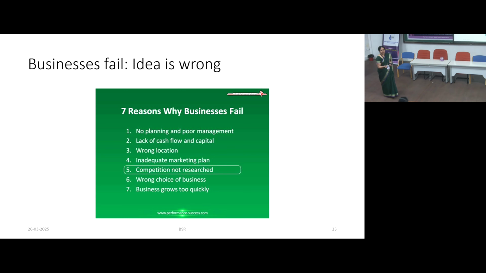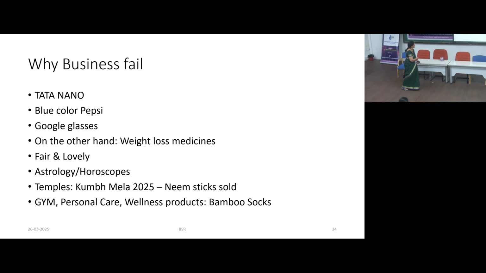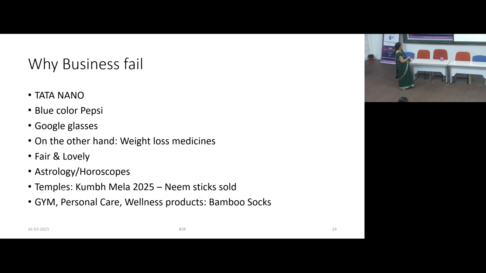Changes that happen in technological issues and other things, like I gave an example of Nokia. Okay, I think these will be my last 2 slides, please bear with me. Why business fail? Nano car example, we spoke about it. Have you ever seen blue color Pepsi?